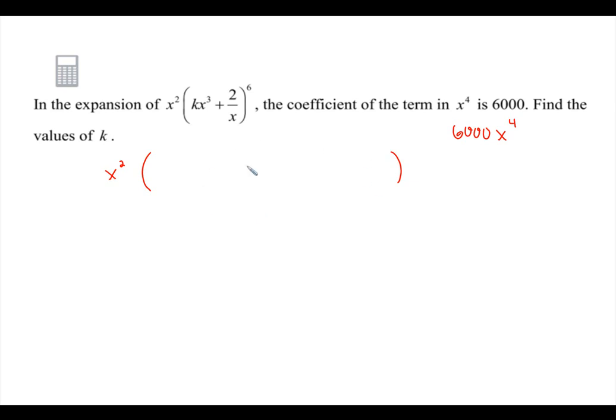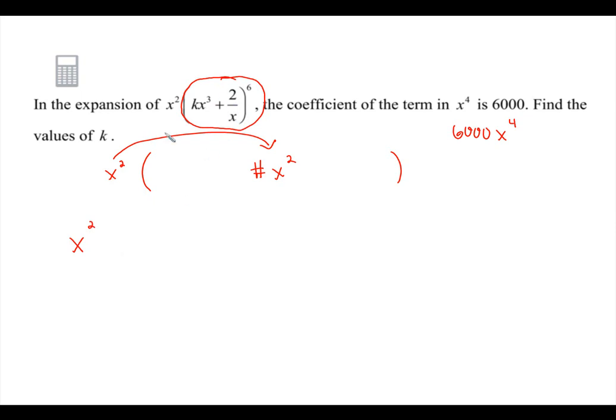So from this expansion, we're looking for the term that has the x squared, because when you multiply these together, x squared times x squared would give you x to the 4th, okay? So from this binomial, we want the term that has the x squared. Now that we know that, let's set everything up. I've got this x squared on the outside, and I'm going to leave it on the outside for now.